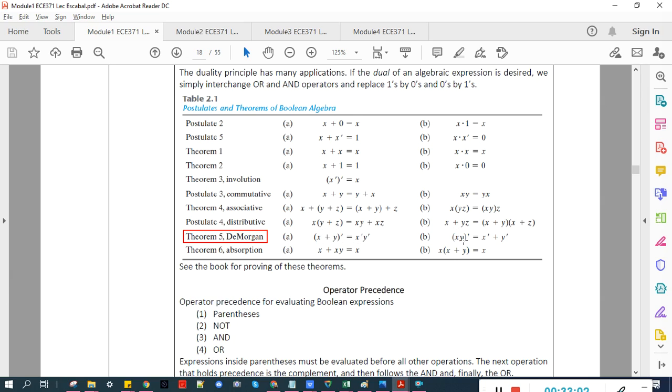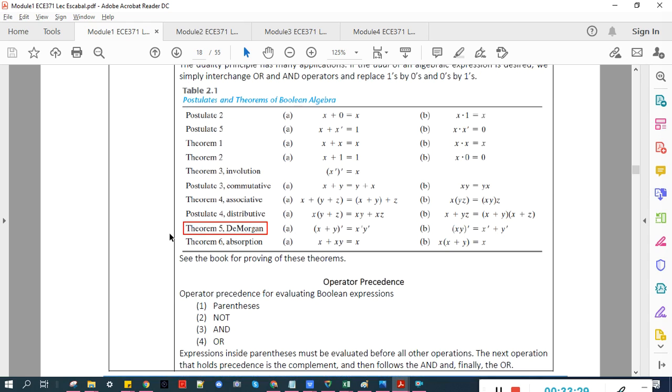For the AND operation, x and y, and then take the complement, that would be equal to, we change the AND to OR, so x, and then we complement each input, so x prime plus y prime. That is De Morgan's theorem.